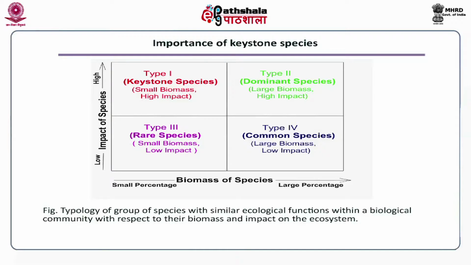Then we have type 2, that is dominant species. Dominant species have large biomass as well as high impact. Then we have type 3, that is rare species. Rare species have small biomass and low impact, whereas type 4 are common species. They have large biomass and low impact.